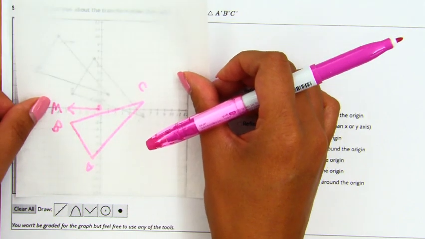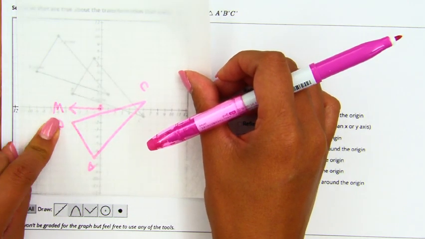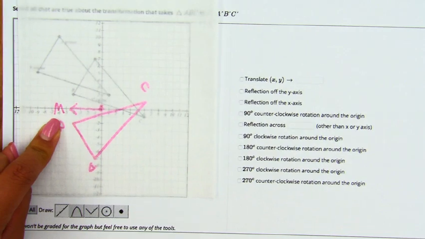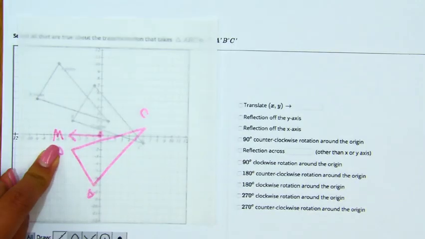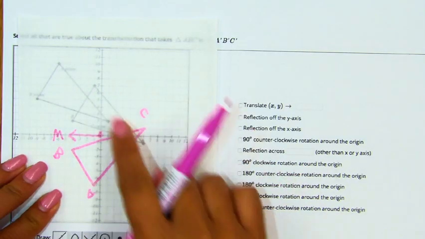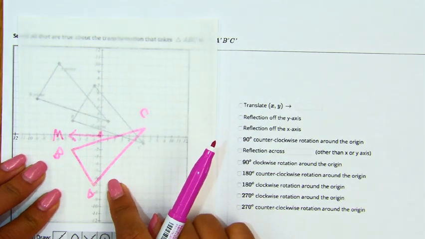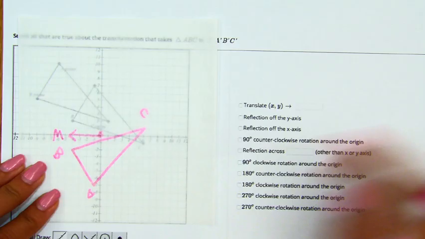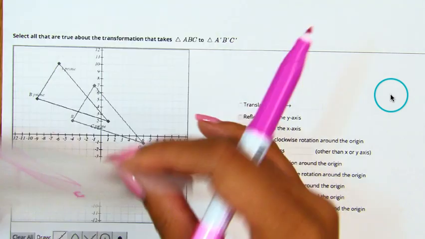And you'll notice it's still pointing to the left. I know it looks like an M now, but it's still a reflection. So notice here, it didn't land where I wanted it to, so I'm not going to say it's a reflection off of the x-axis. Okay, so I'm going to retry.